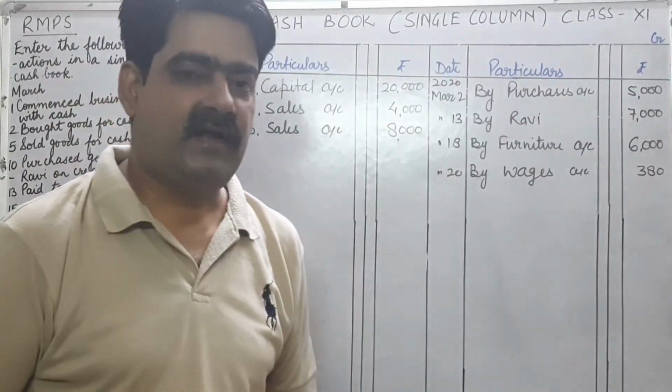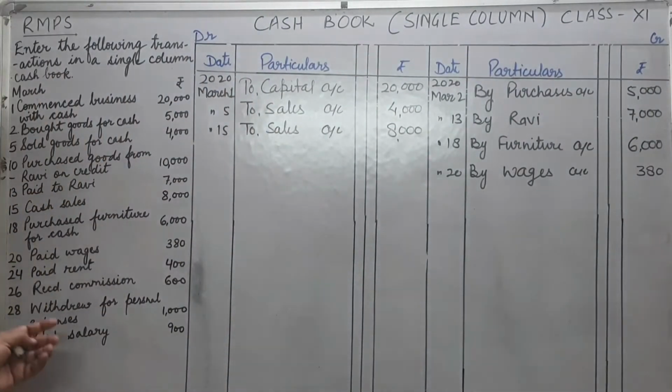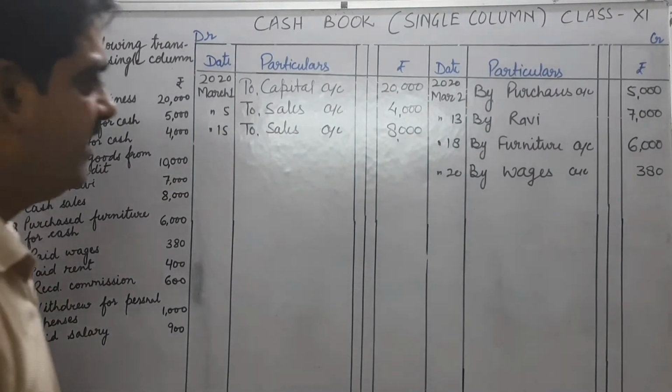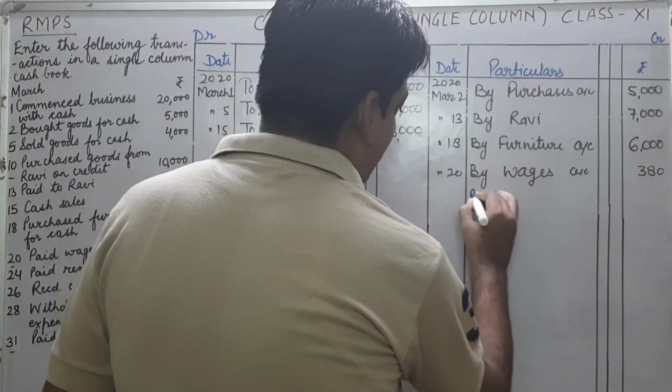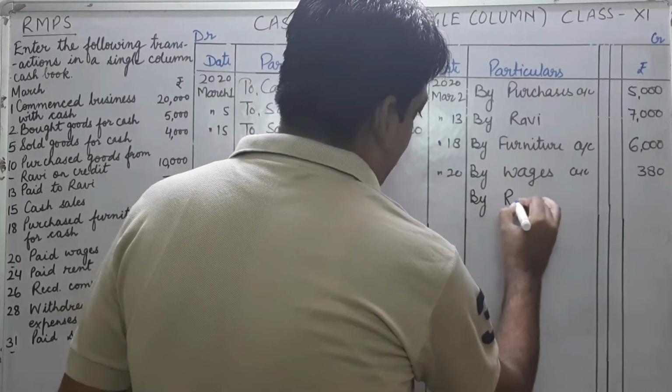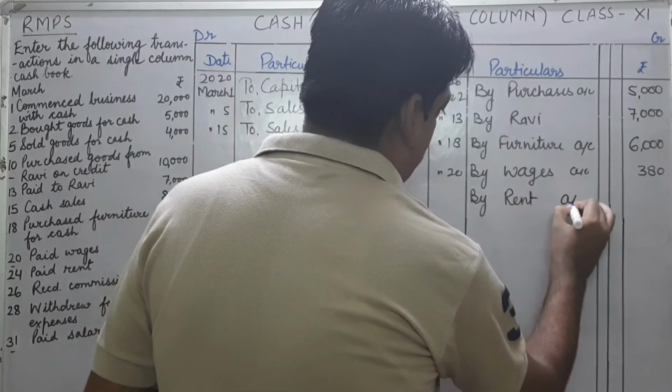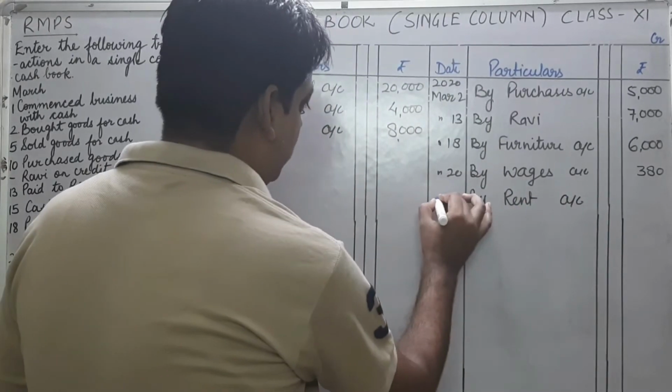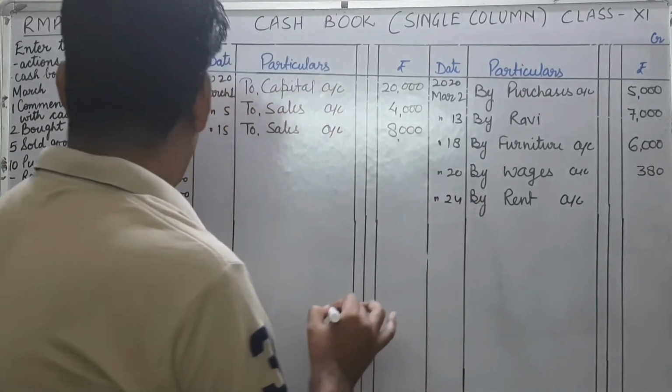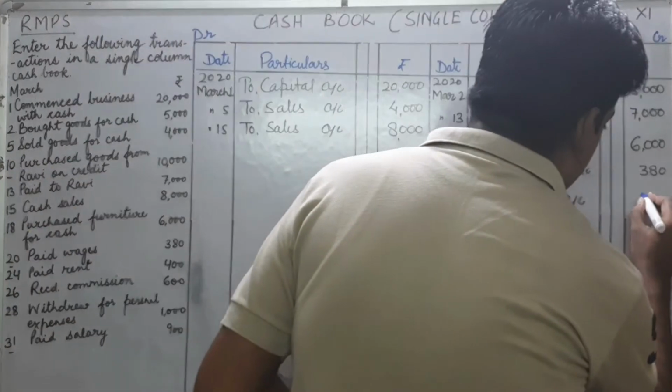Students, see, few more transactions are left in this question. See, next one is paid rent. So rent account debit to cash. Once again, treatment will come in credit side, by rent account, and date is March 24. Amount is 400 rupees.